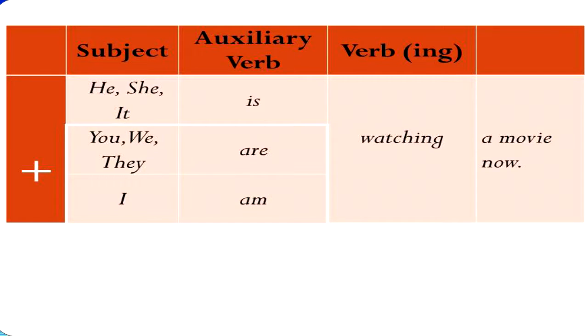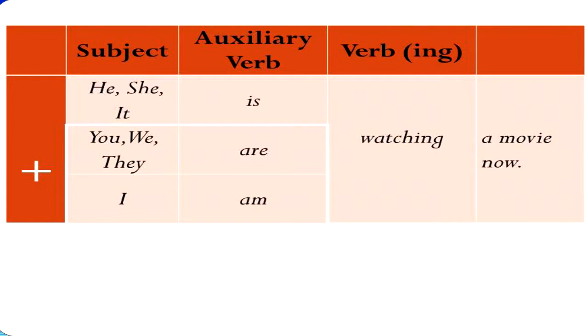Let's move on to the plural subject. You, we, they. We use the auxiliary verb are. So, you are watching a movie now. We are watching a movie now. They are watching a movie now. And finally, we have I. For I, we use the be verb am, which is also the auxiliary verb. So, I am watching a movie now.